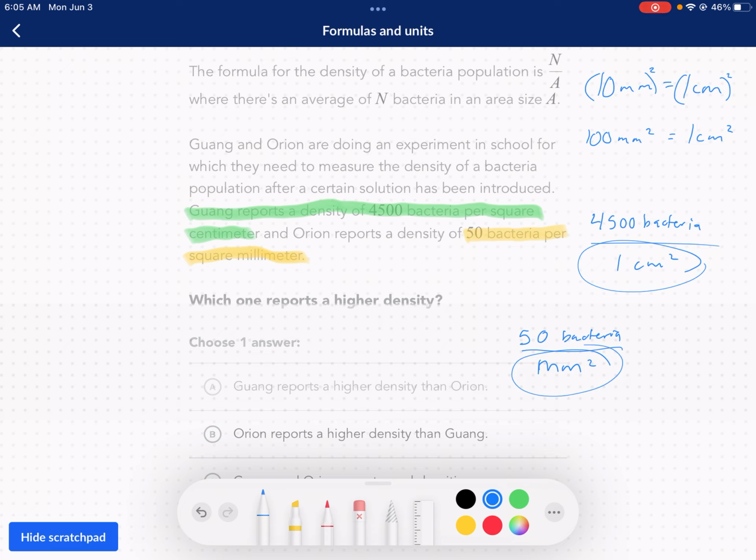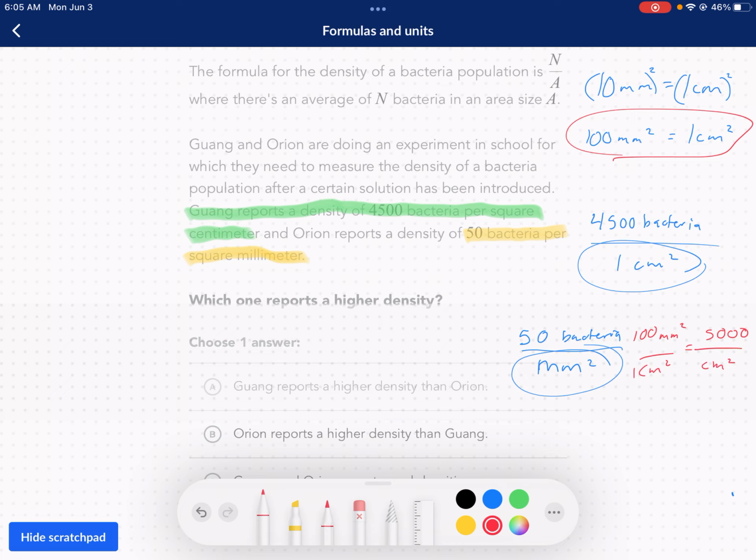That being said, if we want to get them into the same units, which we need to do if we're going to compare them, I'm going to convert millimeters squared to centimeters squared. In order to do this, I need to multiply by my rate of conversion. Since I want it in centimeters squared, I'm going to put centimeters squared on the bottom. And I know 1 centimeter squared is equal to 100 millimeters squared. Therefore, I'm going to multiply 50 times 100 on the top. That gives me 5 with 3 zeros, 5,000, over centimeters squared on the bottom.